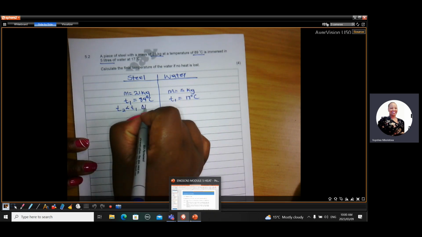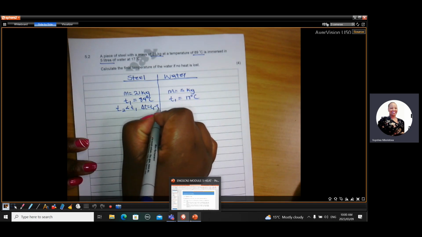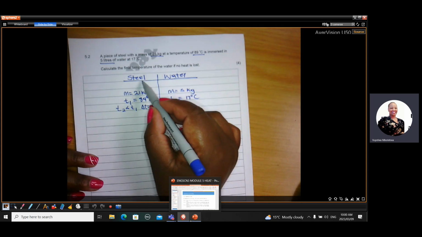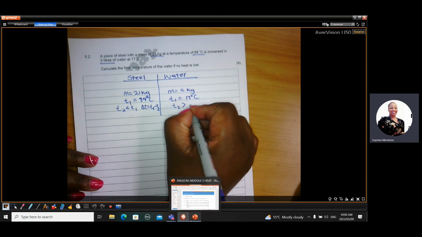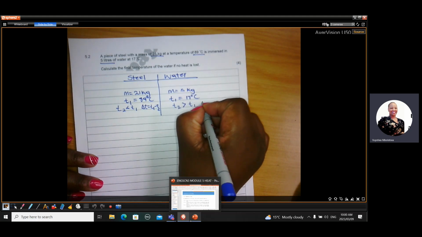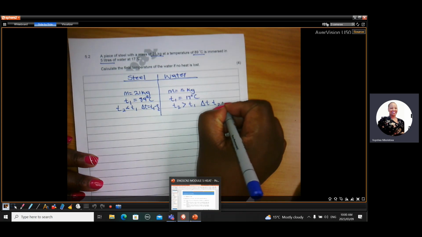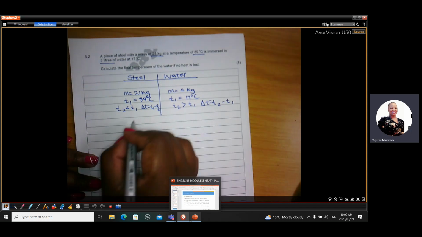Therefore, the change in temperature will be higher temperature minus lower temperature. But in this case, the water is receiving heat energy from the steel. So the T2 of the water is going to be higher than the T1. Therefore, the change in temperature of the water is going to be T2 minus T1. So this side is T1 minus T2. That side is T2 minus T1.